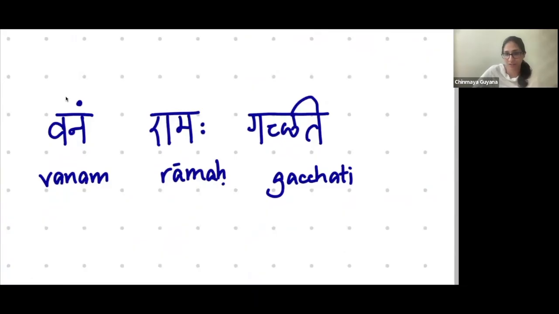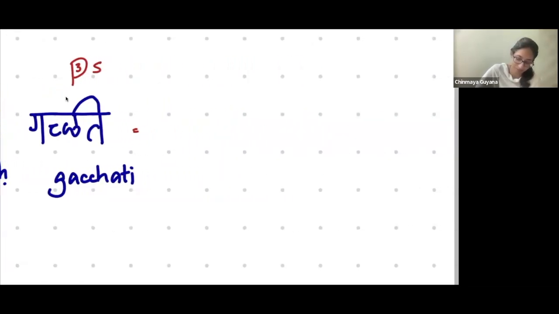Okay. Now tell me the meaning of this second one. Vanam Ramaha gacchati. What is our verb? This should be fast. Gacchati. Third person singular. What is our subject? Not a trick question. Subject is Ramaha. First case, singular, masculine. And what is our object? Vanam. Second case, singular, neuter. So what does this sentence mean? Actually, it means the exact same thing. Rama goes to the forest. Isn't it?